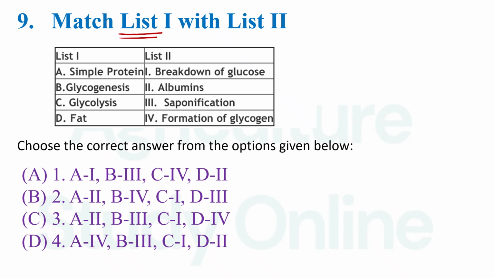Question 9, we have to match list 1 with list 2. First one, that is simple proteins. So simple proteins are albumins. Next, glycogenesis. Glycogenesis means formation of glycogen from the glucose. Glycolysis. So glycolysis is the breakdown of glucose for the energy. And fats. Fats undergo saponification, that is a soap formation reaction. So the correct option will be option B, that is A2, B4, C1 and D3.